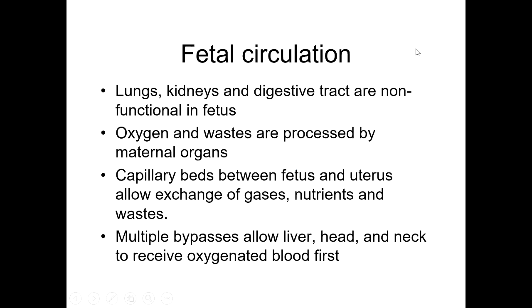The fetus, we've talked a little bit about how the fetus would have a different system. There are a few things that when you are a developing fetus, you need blood to go, one, straight to the liver, head, and neck as soon as you can. And your lungs, kidneys, and digestive tract aren't working as functionally as they are when you're born, when you're an adult, or when you're a child.